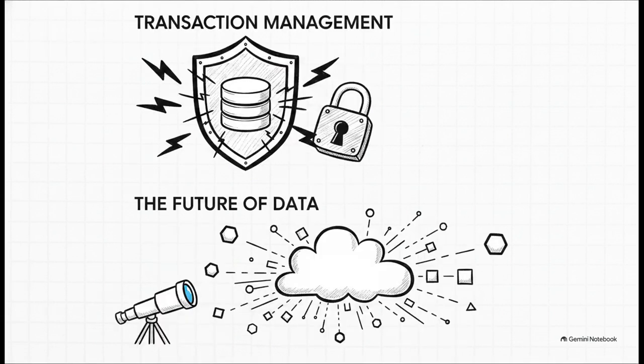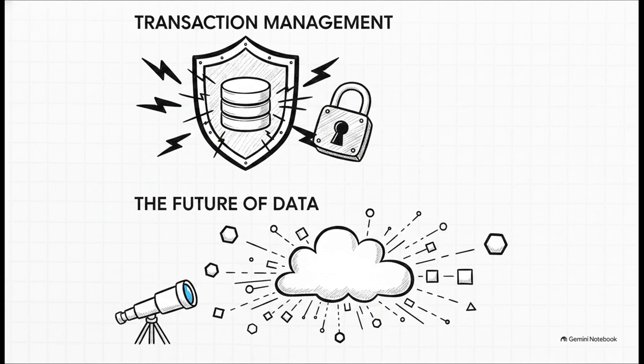Moving on to our final two themes. Theme 3 is transaction management. Think of this as the shield that protects your data. By understanding the ACID properties, atomicity, consistency, isolation, and durability, alongside concepts like deadlocks and the two-phase locking protocol, you know exactly how databases prevent absolute chaos when thousands of users connect and modify data all at once.